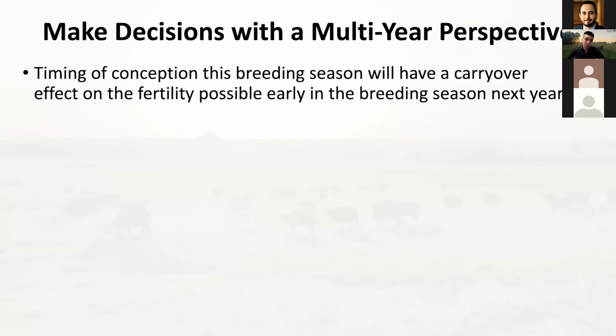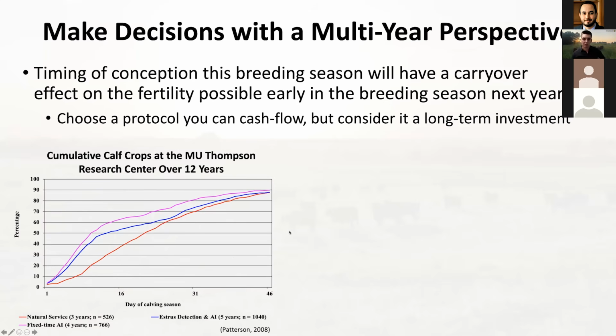Now, what about maximum though? Let's talk about that. Make decisions with a multi-year perspective. So timing of conception during this breeding season is going to have a carryover effect on the fertility that's possible early in the breeding season next year. It's sometimes difficult to remember that we are playing a multi-year game, but we really are, right? Beef cows often don't break even with just a single calf crop. Often it's several, and we are playing a multi-year game. And so timing of conception this breeding season has a carryover effect on fertility possible in the next breeding season.